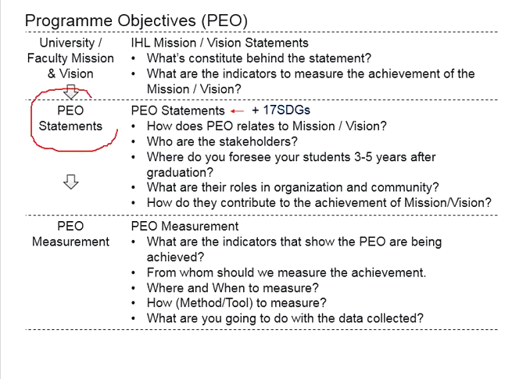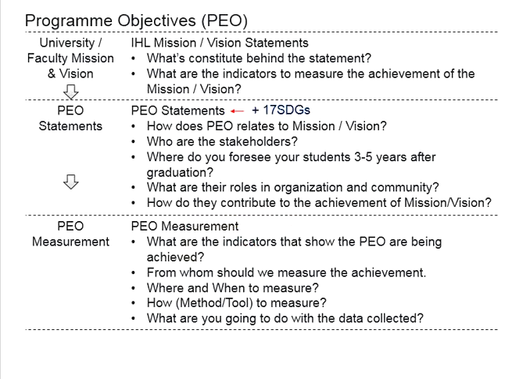Now, when you establish your PEO, you will require some measurements. This is for you to do some self-review, to see whether the program that you have designed is meeting its objectives. You need to know how the measurement is done and when it should be measured. How do you define the attainment of those PEOs? There should be some indicators to show the attainment of the PEOs.